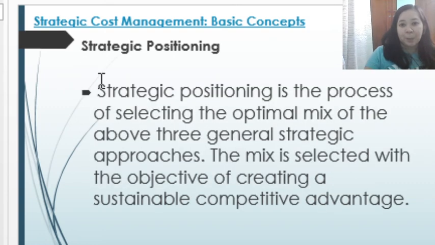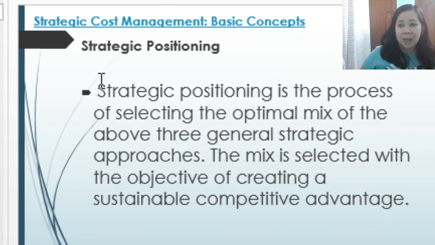Okay, so strategic positioning is the process of selecting the optimal mix of those three general strategic approaches. So, for example, if the entity wants to use those three, normally you can also use even one or two. Okay, so depending on your capabilities and resources, you can also use those three strategies. So in order for you to achieve strategic positioning, you should make sure that you select the optimal mix. What do we mean by optimal mix?